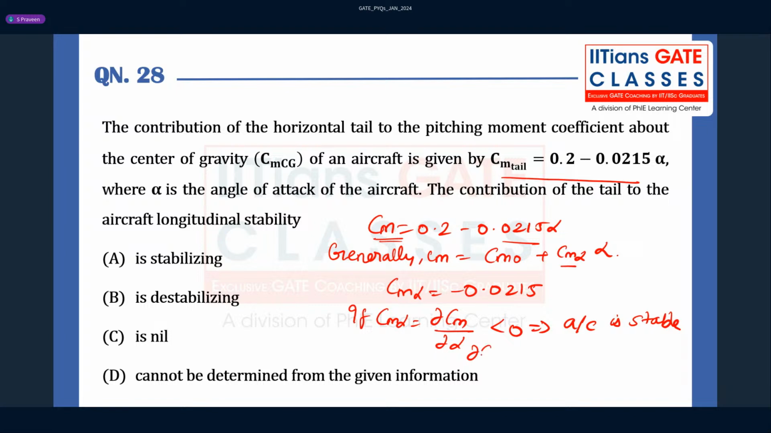Whereas if dou Cm by dou alpha is greater than 0, my aircraft is unstable. So from the given information, what we can say is that my aircraft is stable, because my Cm alpha is negative, less than 0. Hope you guys understand.